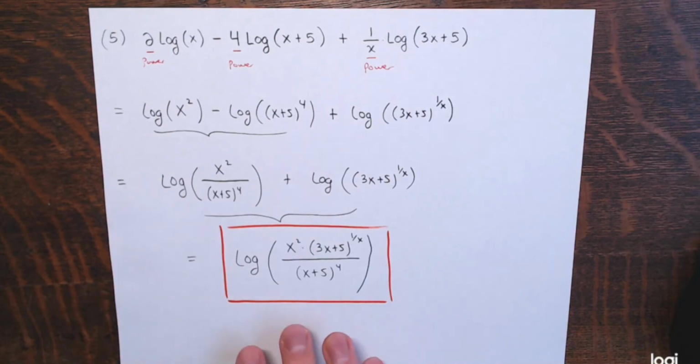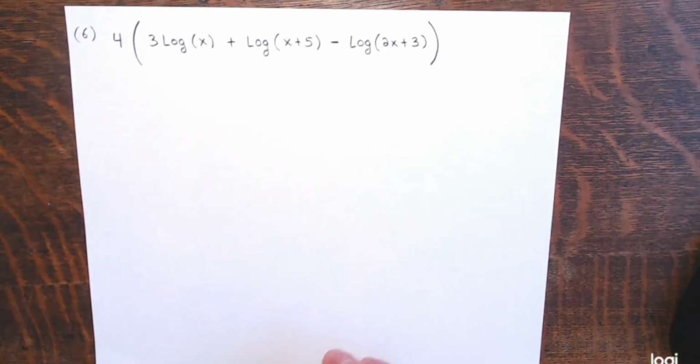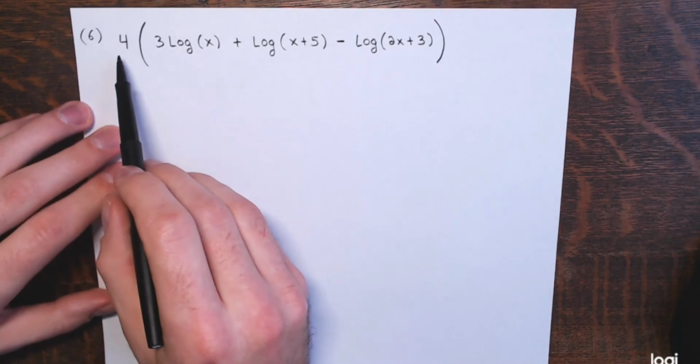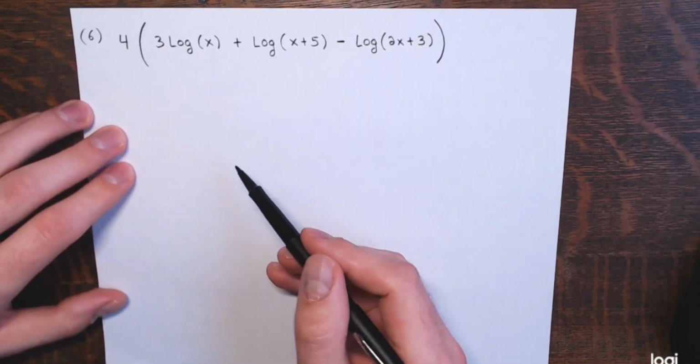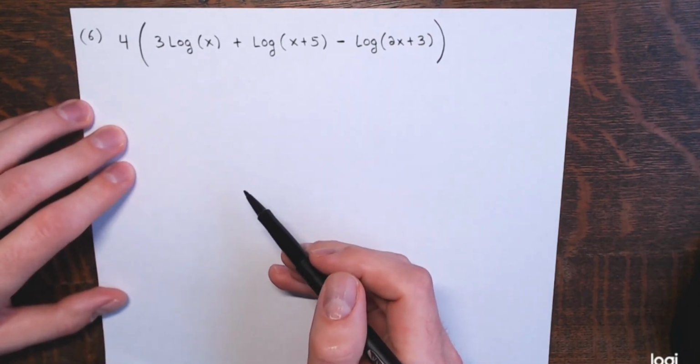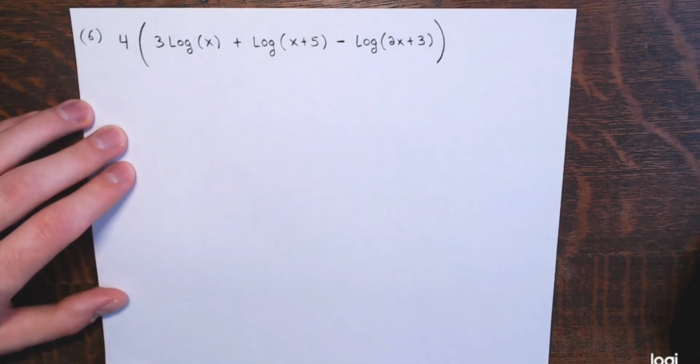Okay, this next expression, now if you want, I could distribute the 4 first, or I could wait till the end and then put the 4 in as a power. So it really doesn't matter.